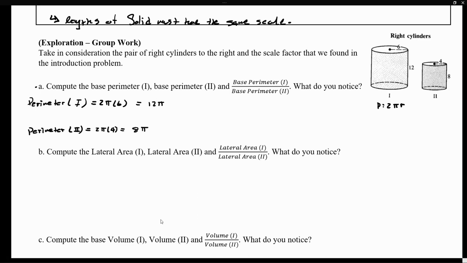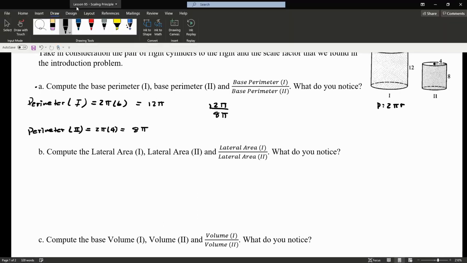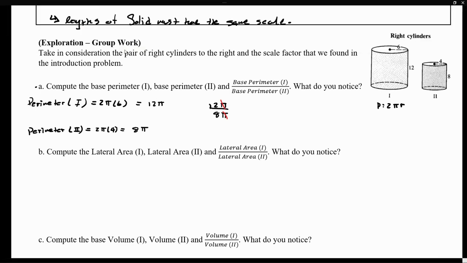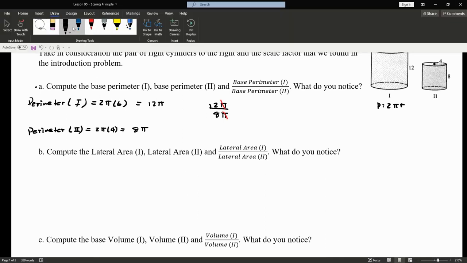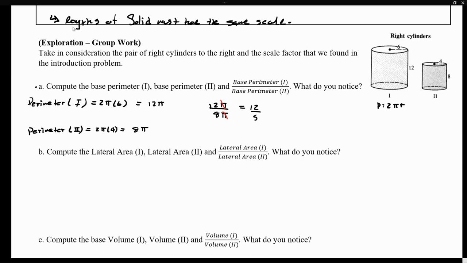So now that we have computed the perimeters, let's divide them. So let's take a look at the perimeter of the first. It's 12 pi, and let's divide it by the perimeter of the second, which is 8 pi. Well, in this case, the pi's will cancel out. And now we get 12 over 8, which can be reduced to 3 halves.